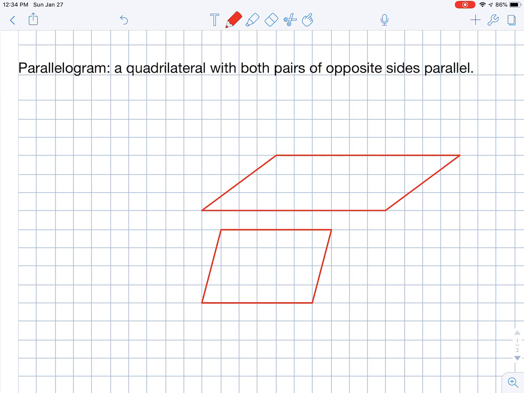Hello everyone, this is Mr. Pelt, and today we're going to explore the parallelogram.